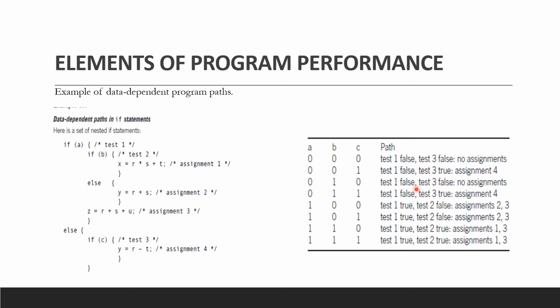Next, 0, 1, 1. 1, 1 means B is also true and C is also true. So, B is true means what will it execute? First, it will check test 1. It has failed, so it will come out of the loop and come to the else part. Test case 3 is true, that is, C is true. So, it will execute only assignment 4. So, like this the program execution path is determined using the data dependency of the program.